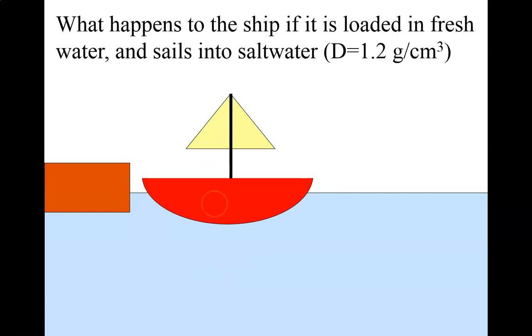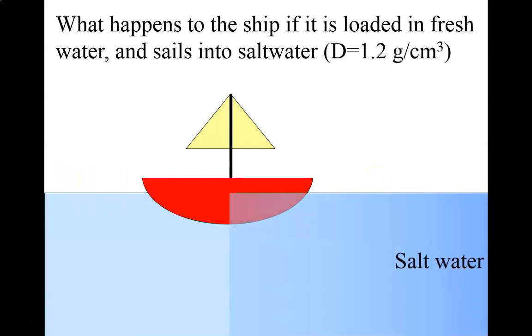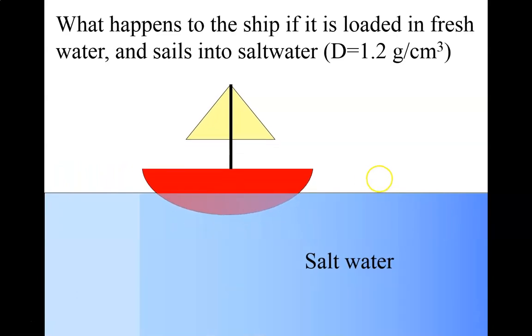Now what happens if this ship sails from fresh water, which has a density of 1, into salt water, which has a density of 1.2? Does it need to displace more or less of the water if salt water has a density of 1.2? Well, since salt water is more dense, it's not going to have to displace as big a volume of that seawater. So as it floats out into seawater, it'll actually rise a little bit.